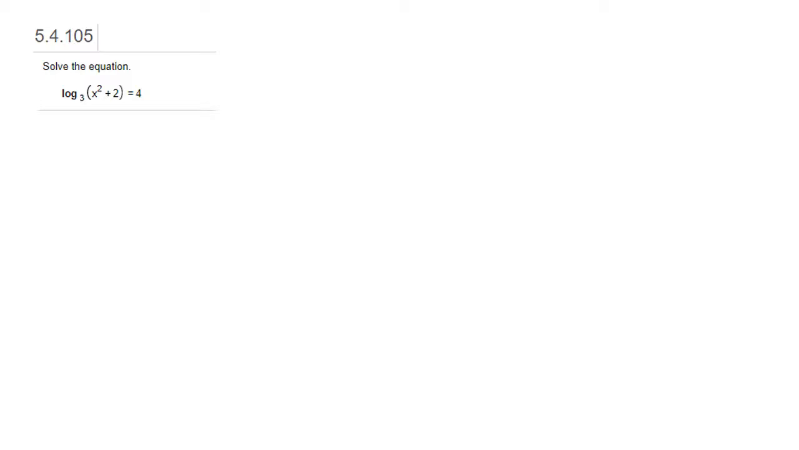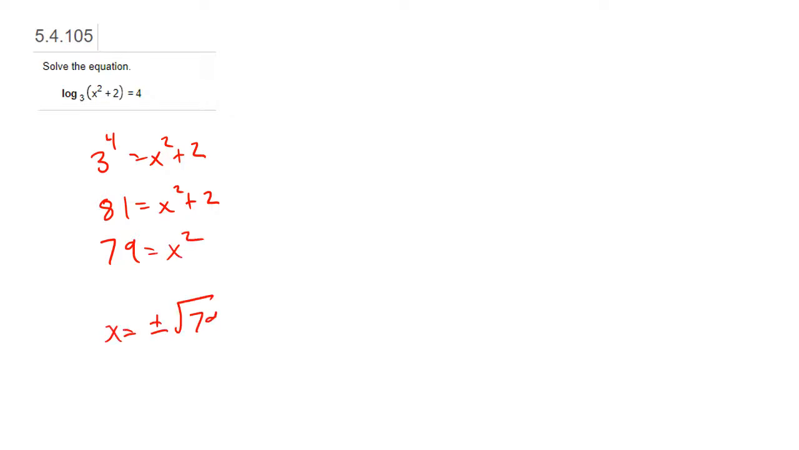All right, the log base 3 of x squared plus 2 is equal to 4. Let's convert this out of a logarithmic and into an exponential expression. So 3 to the 4th is equal to x squared plus 2. 3 to the 4th is just 81. I can subtract 2. And therefore x is plus or minus the square root of 79.